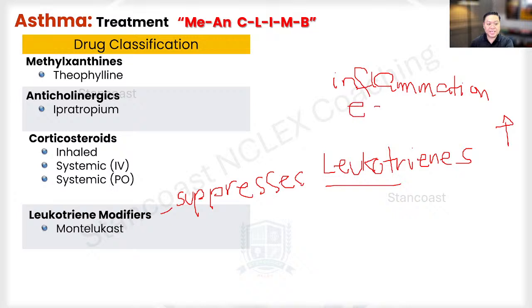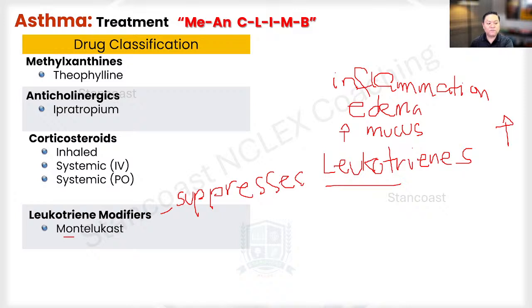Also, the edema in the airway will also occur when the leukotrienes are released. There's also going to be an increase in the mucus. So that's why our leukotriene modifiers can work wonders in our patient with asthma. So this is represented by the Montelukast or the Zafirlukast. Okay, so those are the other names of the leukotriene modifiers.